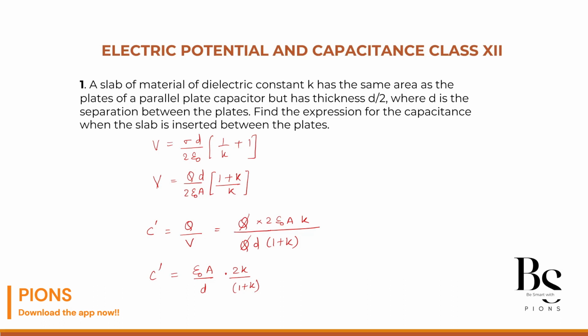Sir, what is epsilon naught A by D? It was the previous capacitance when there was no dielectric slab. So C dash will be equals to C naught 2K upon 1 plus K. Done. This is how our capacitance will change when you add a dielectric of thickness D by 2 in between the two plates, where K is the dielectric constant.